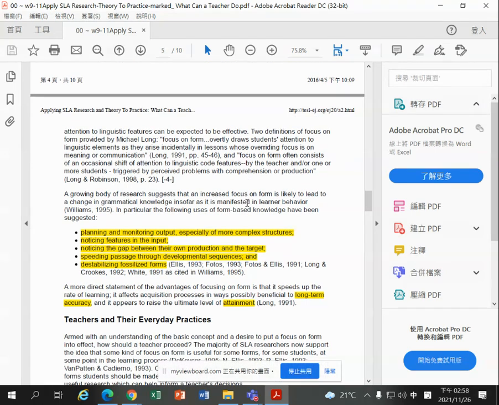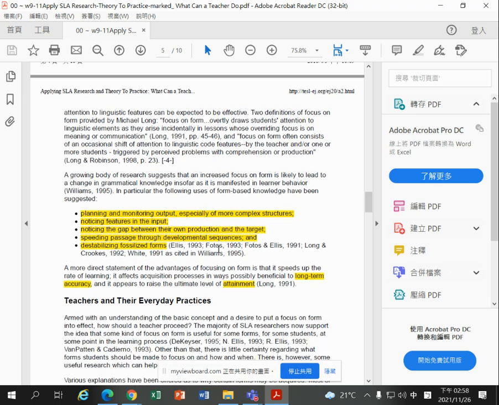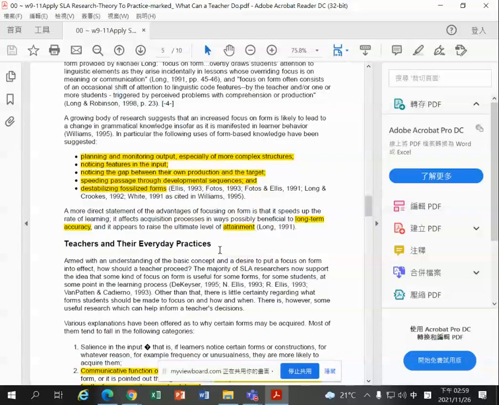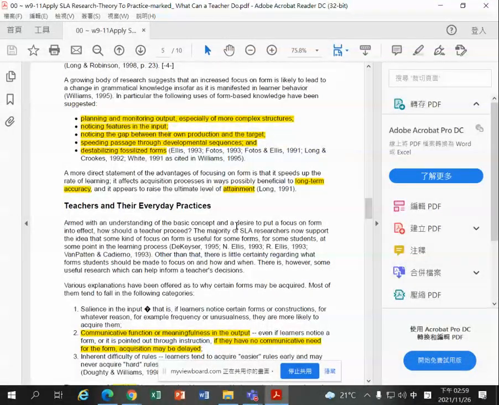Please find out the answer. I'll give you 2 to 3 minutes. If you want to achieve the best result, how do you teach? How do you guide students? You can use Control F to do a search.